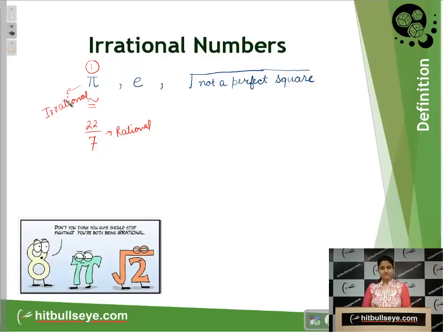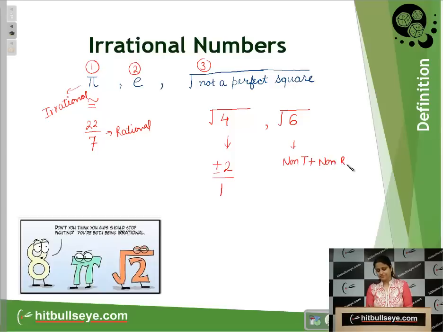Now come to exponential. That is again an irrational number. Now come to the third type. You take the perfect square of anything. For example, I'm writing two things, root of 4, root of 6. Now what is root of 4? That is plus minus 2. Of course, plus minus 2 can be written as plus minus 2 upon 1. So this is a rational number. But if we take root of 6 and calculate its value, it will be a non-terminating, non-repeating decimal. It will not terminate as well as it will not repeat. That's why this is an irrational number.